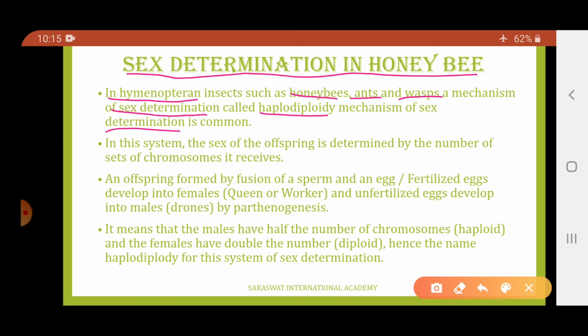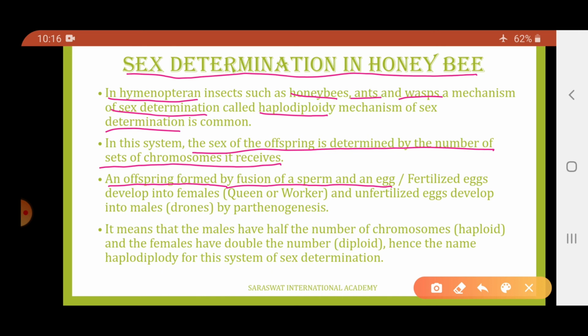So here the sex of the offspring is determined by the number of sets of chromosomes it receives. So how many sets of chromosomes are present will decide the sex of the individual. Now students, listen very carefully. An offspring which is formed by the fusion of sperm and egg, or basically a fertilized egg, develops into a female. So if an offspring is a result of fertilization, that is, formed by the fusion of sperm and egg, it will always develop into a female.